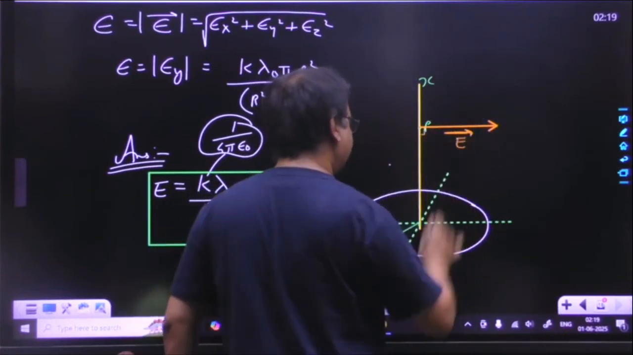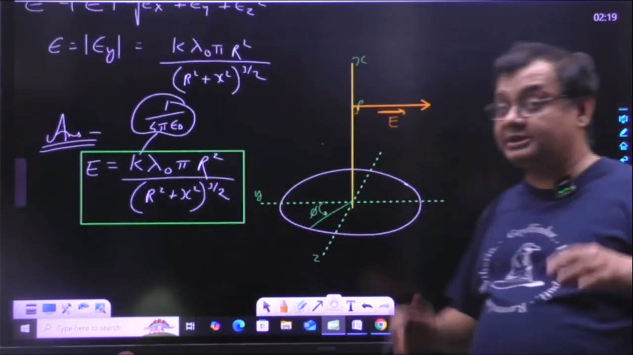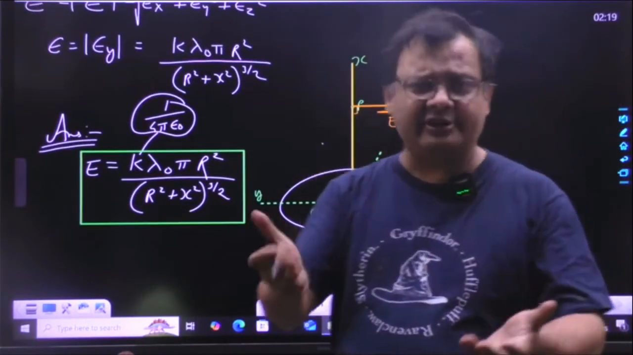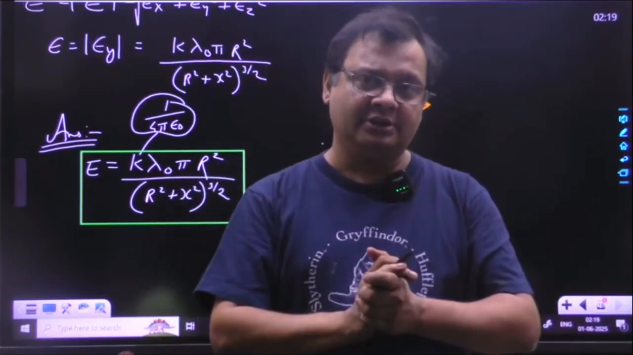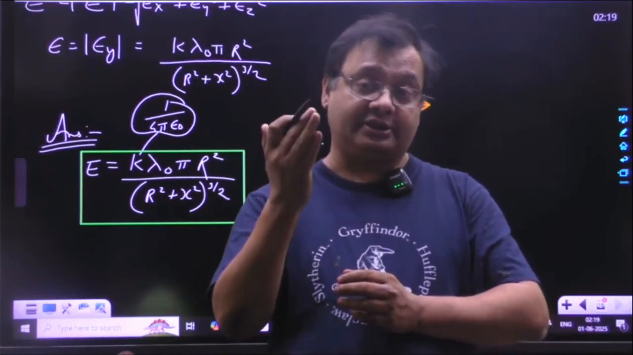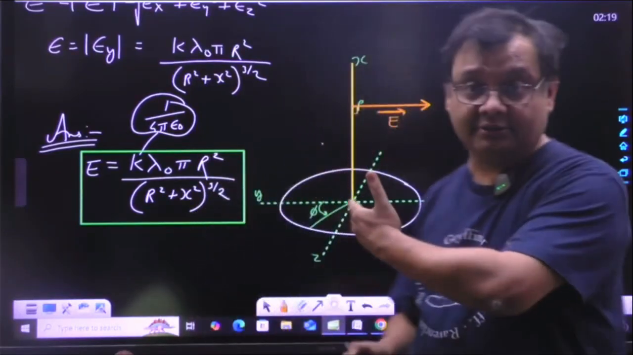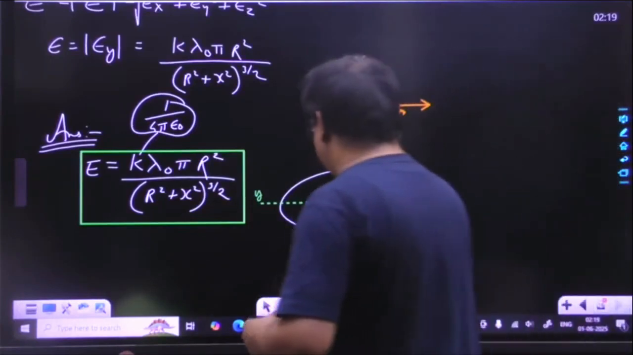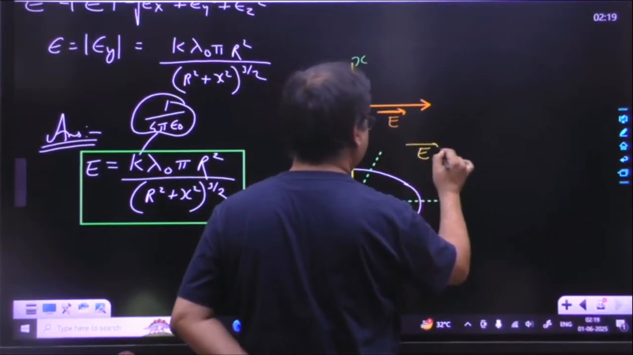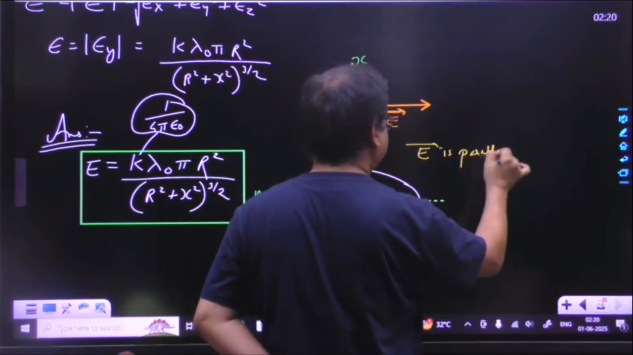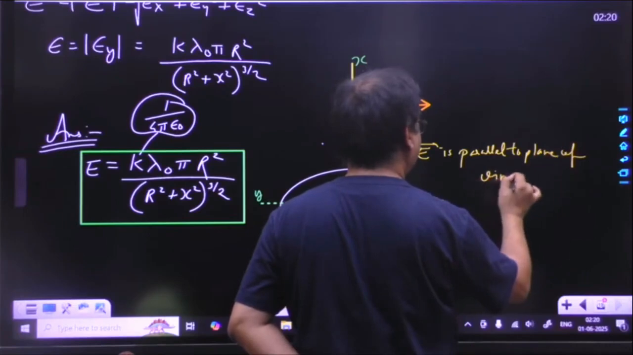So this is the net field in this case. You can see the net field is parallel to the plane of the ring. You remember the case of a uniformly charged ring, which is a very common case in class 12th and most competitive exams. When the ring is uniformly charged, the electric field is along the axis of the ring. See the contradiction here. There is no field along the axis. The field is perpendicular to the axis. So the net field is parallel to the plane of the ring.